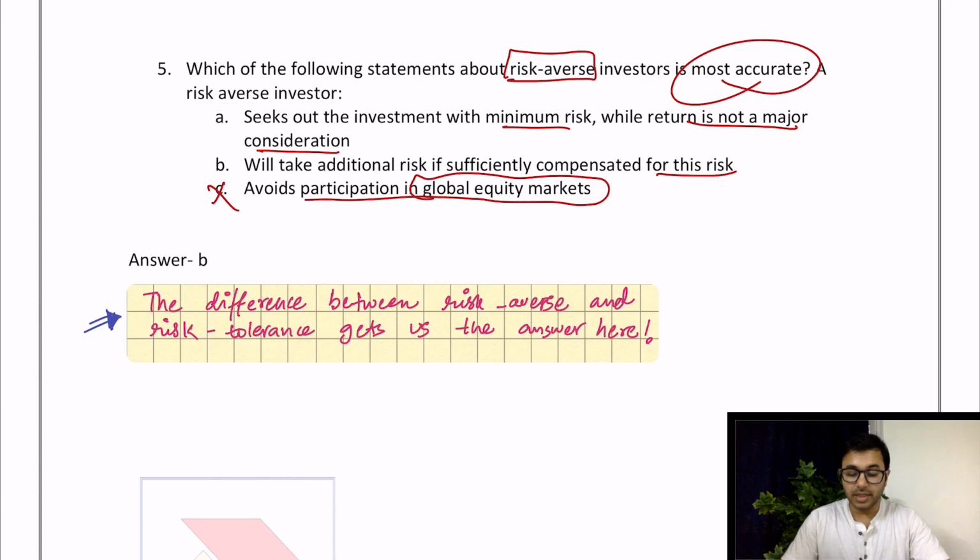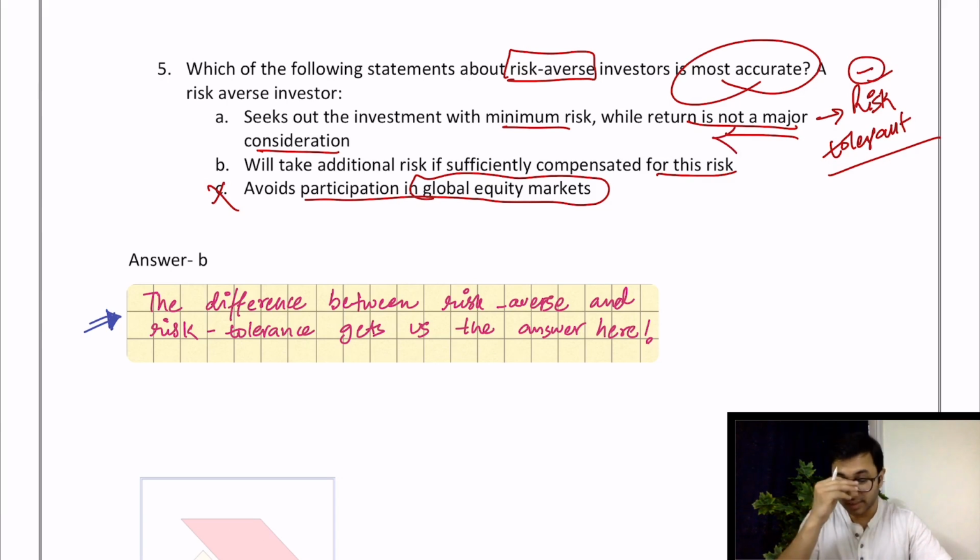A says seeks out investment with minimum risk while return is not a major consideration. That is a question of how risk tolerant are you. If you are highly risk tolerant, you would take maximum risk in order to increase your returns. If you are less risk tolerant, you would take minimum risk, even if it means that your returns are not so high. So if your risk tolerance is negative, then you lie here. If your risk tolerance is less, then you lie here.